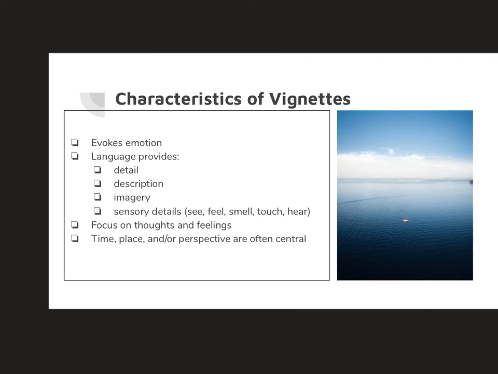The vignette has a strong focus on thoughts and feelings. Of course, you're telling a story, but we're always going to be tying it back to the thoughts and the feelings of the narrator or the people in the story. Lastly, time, place, or perspective are often central to the story. For example, time wasn't so important in that last story we just read, but place and perspective were. They set the scene very well, showing how the place and its isolation really mattered. And the perspective of each participant in the story was really highlighted in that vignette.